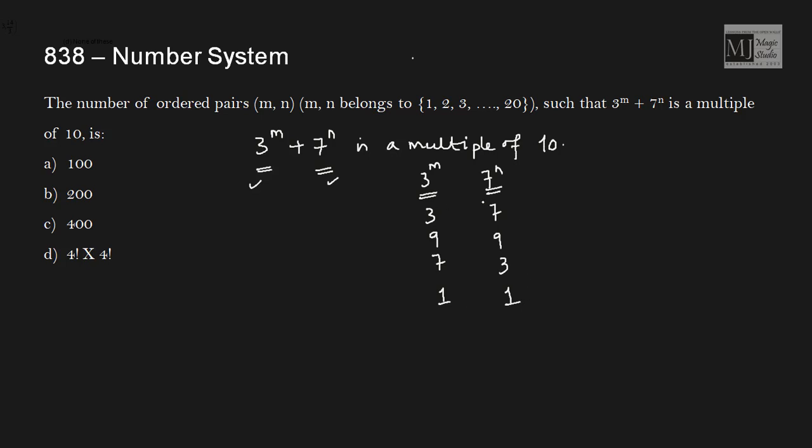Now which combination gives me a 0 as the last digit when these two last digits are added up? 3 added with 7 will give me 0. Fine. 9 with 1 will give me 0. This 7 with 3 will give me 0. And this 1 when paired with this 9 will give me 0. Okay. So let us take case 1.